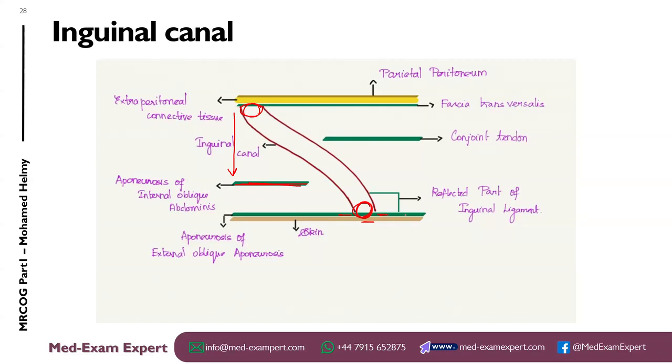When we talk about the posterior wall, we have the parietal peritoneum and the fascia transversalis. This is the posterior wall of the canal, reinforced medially by the conjoint tendon and the reflected part of the inguinal ligament. So this is also a reinforcement for the superficial inguinal ring.